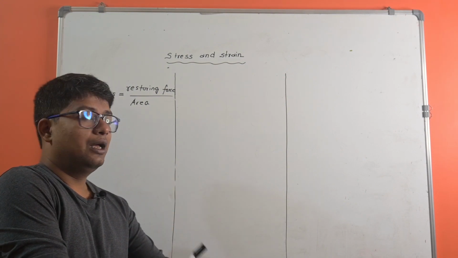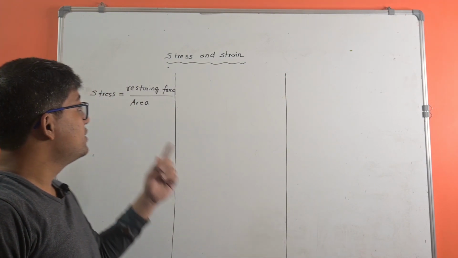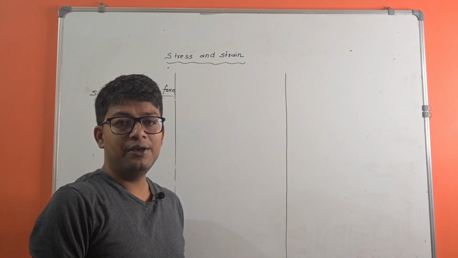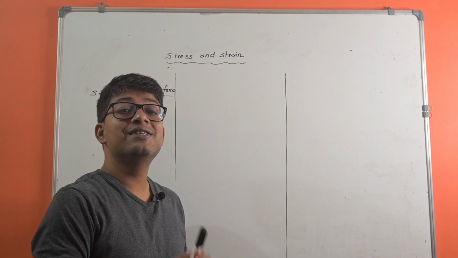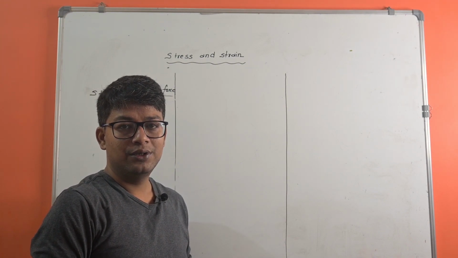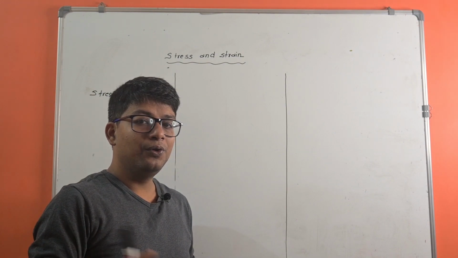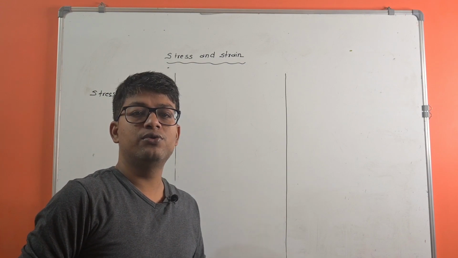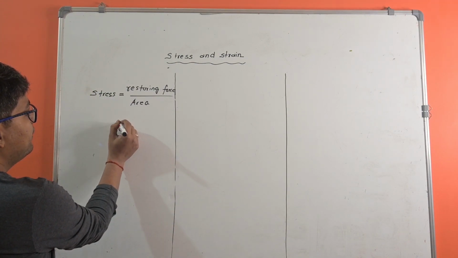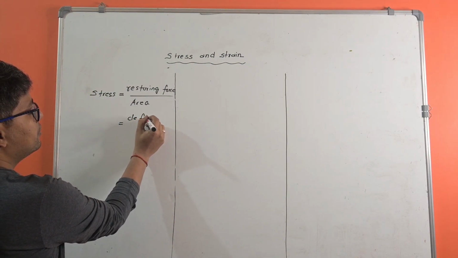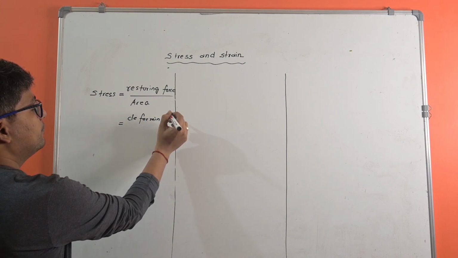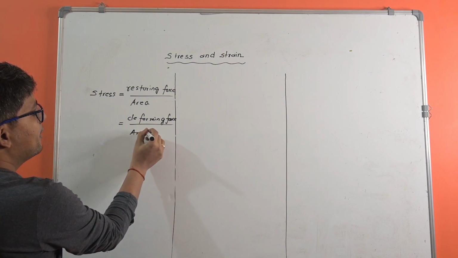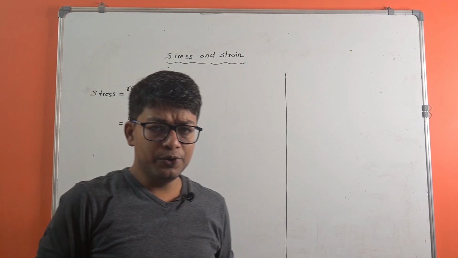Now, it's difficult to measure stress like this because you cannot measure the restoring force, right? It is something which is developed inside the body. How will you measure it? But we have an advantage. We know that restoring force is equal to the deforming force. So when we measure stress, instead of the restoring force, we can use the deforming force. So deforming force divided by area. I hope you understand this.